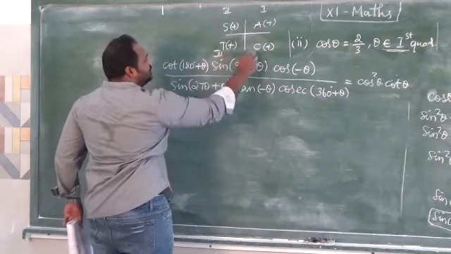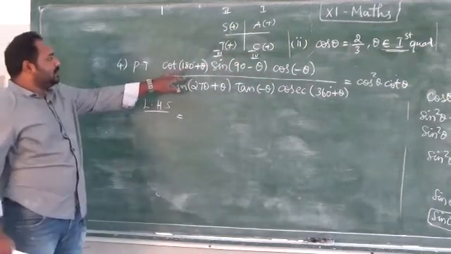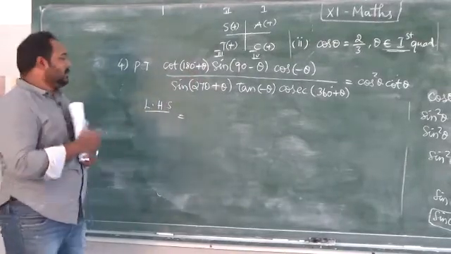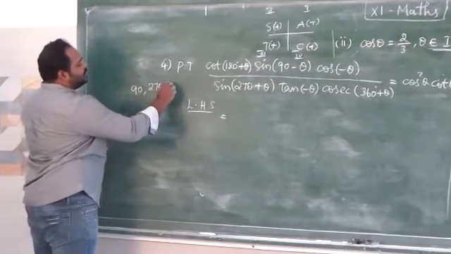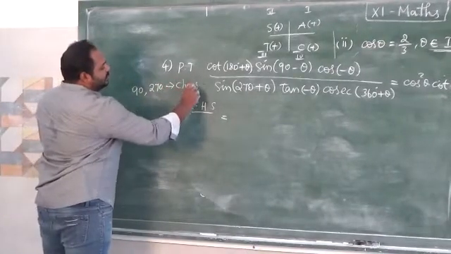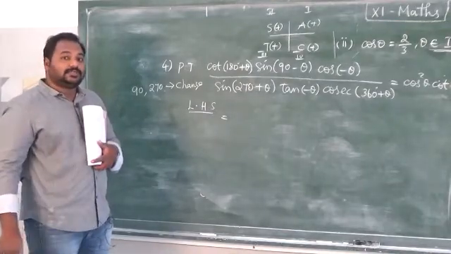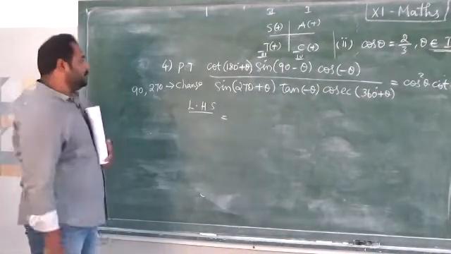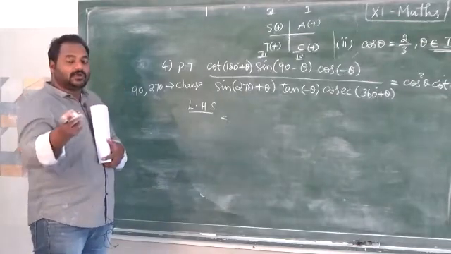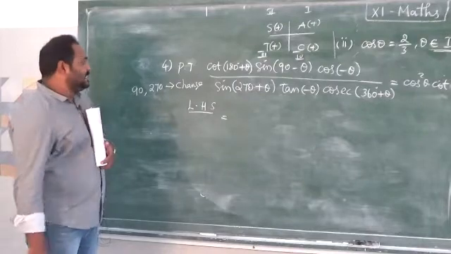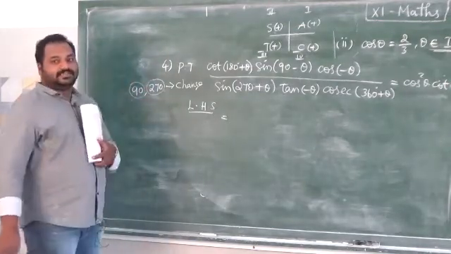This is third, this is fourth. Okay. Cot 180 plus. I told you, with 90 degree and 270 degree, we have to change the co-ratios. Sin into cos, cos into sin, tan into cot, cot into tan, secant into cosecant, cosecant into secant. When you have the degrees of 90 and 270, we have changes.